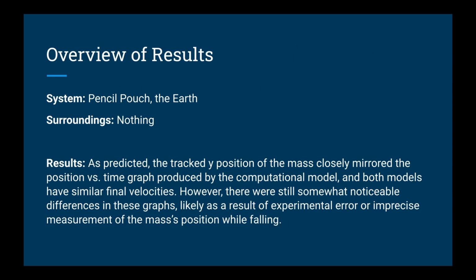Overview of results. The system included the pencil pouch and the Earth, while the surroundings had nothing. Results. As predicted, the tracked y position of the mass closely mirrored the position versus time graph produced by the computational model, and both models have similar final velocities. However, there are still somewhat noticeable differences in these graphs, likely as a result of experimental error or imprecise measurement of the mass's position while falling.